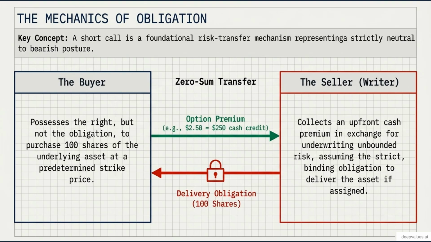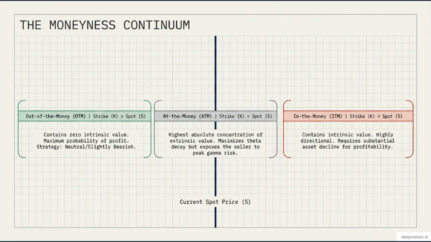Okay, let's run the math on that. Say you hold a neutral or bearish view on stock XYZ. You don't think it's going up. So you sell an out-of-the-money call with a $105 strike price. And let's say the buyer pays you a $2 premium per share. Because contracts are for 100 shares, that $2 premium instantly puts $200 of cash into your brokerage account.